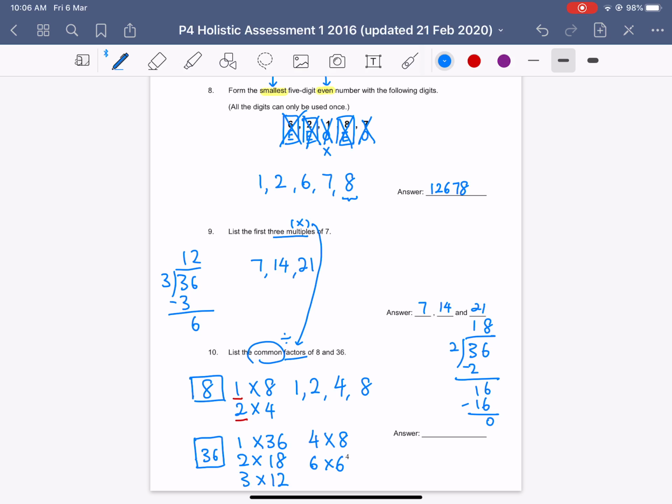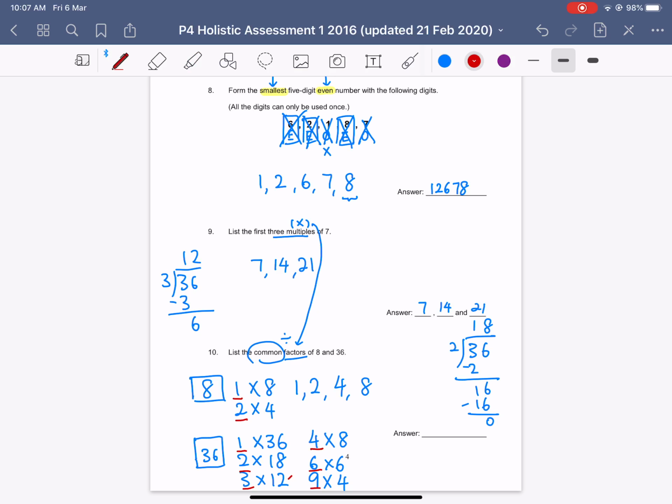7, I can't. 8, I can't because 8, there's already 1. 9, in my 9 times table, I will have 9 times 4 because 9 times 4 is 36. So in order, 1, 2, 3, 4, 5 cannot, 6 can, 7 cannot, 8 cannot, 9 can. 10, we can't divide. 11, we can't. 12, we will have it here already. So we are done.